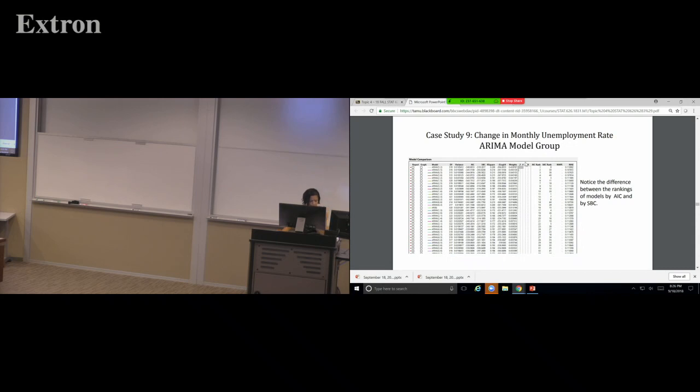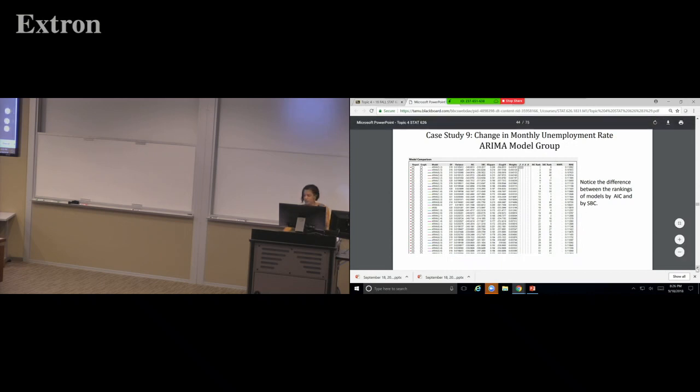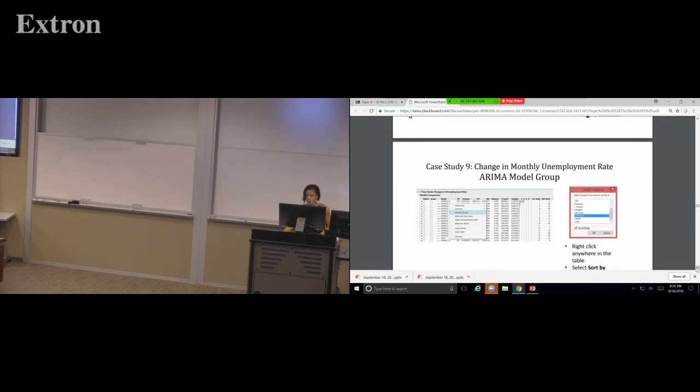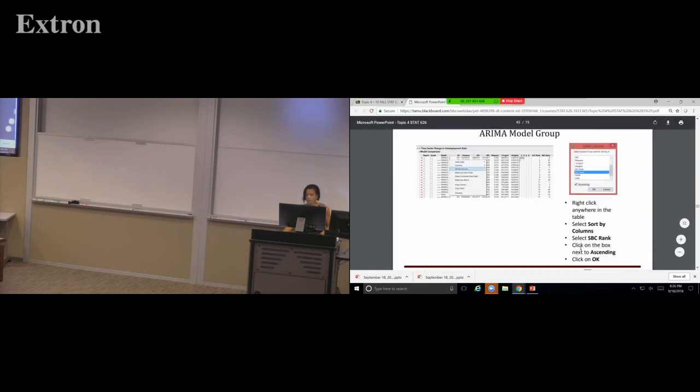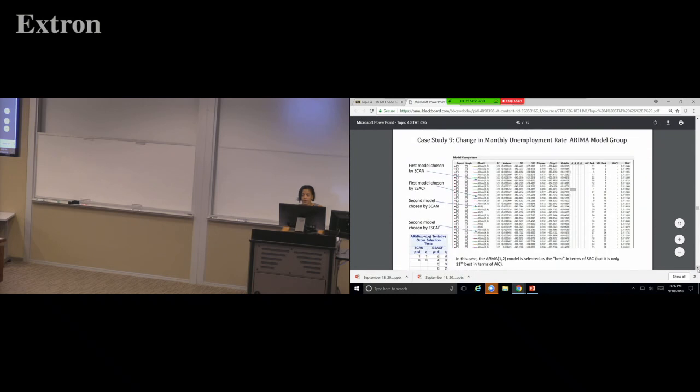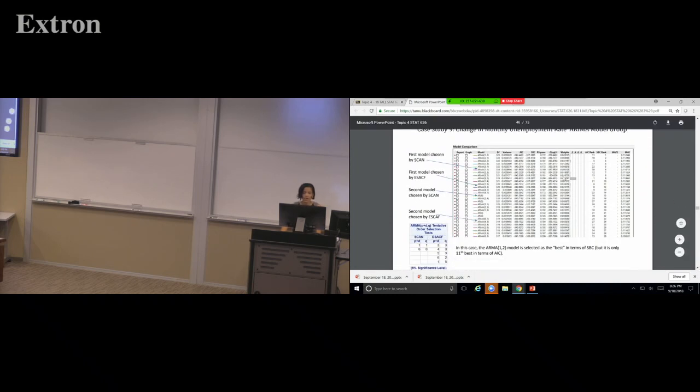Okay. If we want to then organize the output by the SBC rank, you can easily go in there and do that by clicking anywhere in the table, telling it to sort by columns, select SBC rank, and click on the box next to ascending, and say OK. And so we're going to now have a table with the SBC ranks ranked from 1 to the largest. And so the SBC rank says that the best model is an ARMA 1,2.